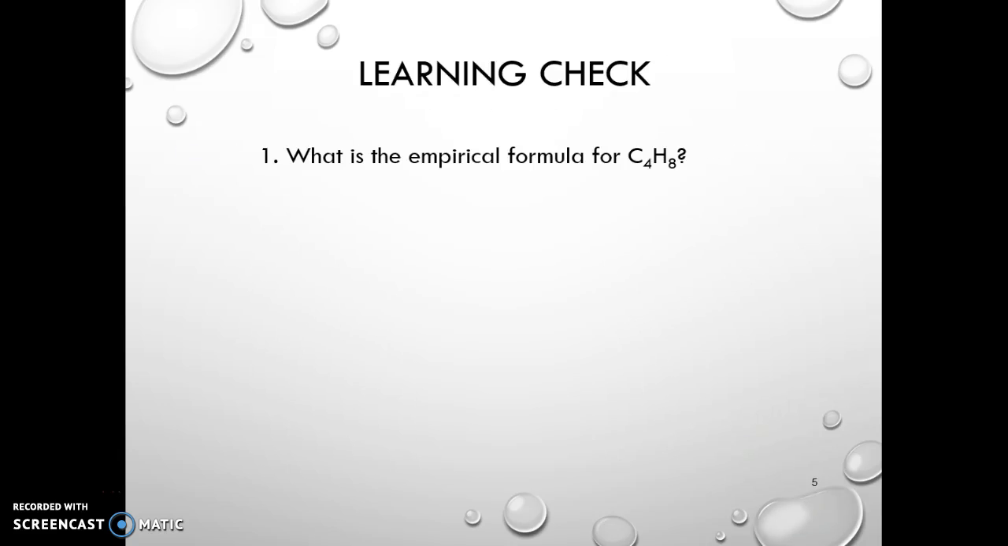Okay, so let's look. What is the empirical formula for C4H8? Is it C2H4, CH2, or CH? If we look at 4 and 8, I think we can clearly see 4 and 8, well, that's got a 4 in it, so we divide both by 4 and we get 1 and 2. So clearly, that would be the correct answer.